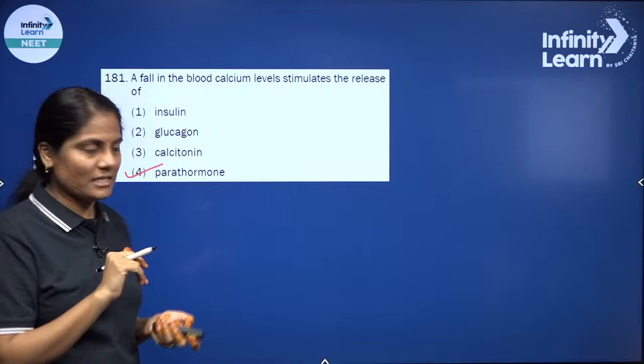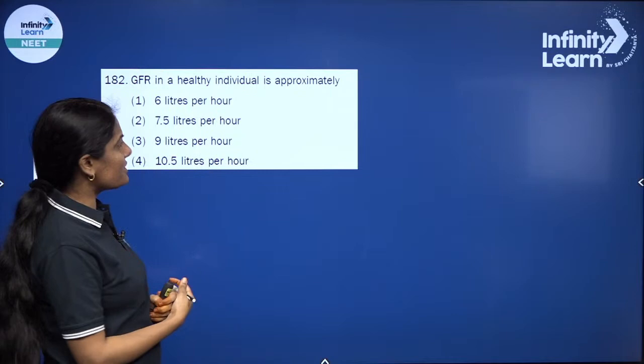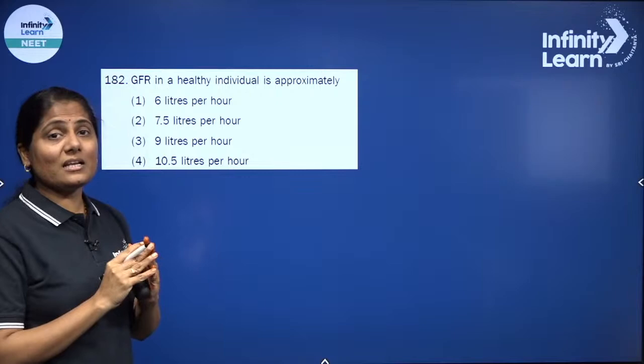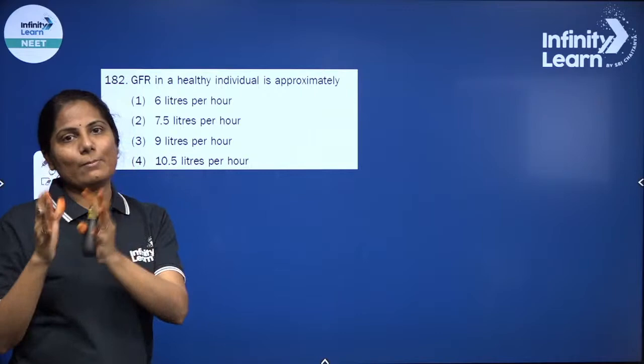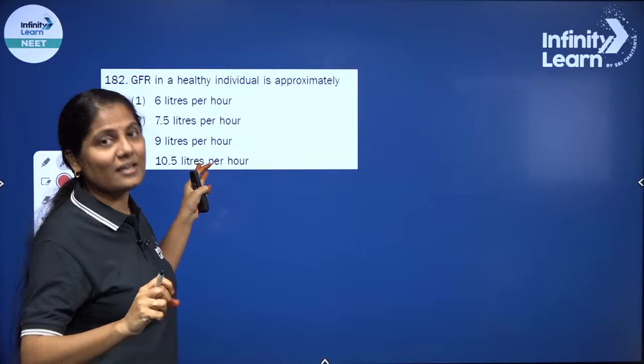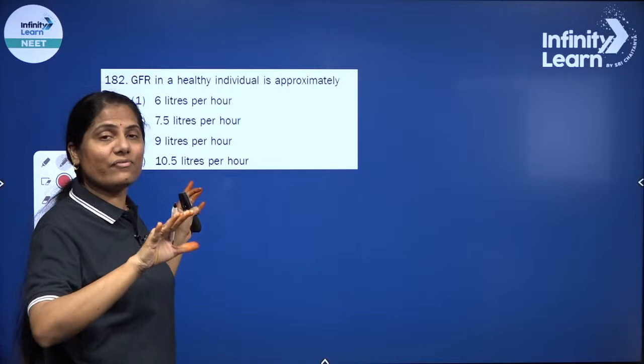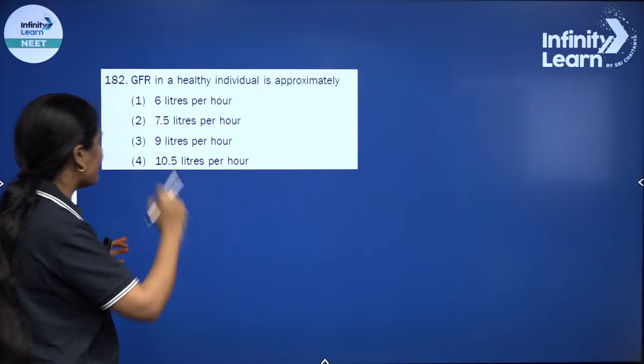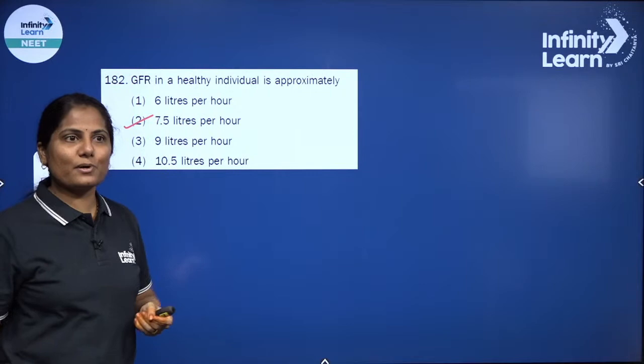GFR in a healthy individual is approximately... an excellent, easy question if you pay attention. Basically, we know GFR, what comes to your mind immediately? 125 ml per minute. Do we see that answer? The paper setter has very cleverly not given that option so that you are not misled. So 125 into 60, because it's per minute, that will be about 7.5 liters per hour.